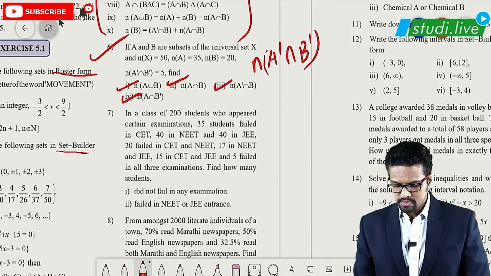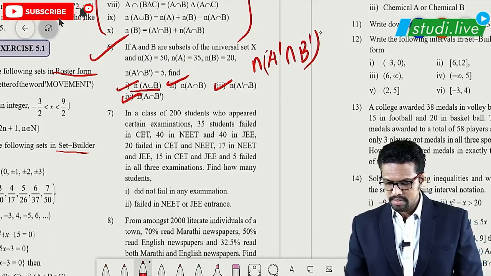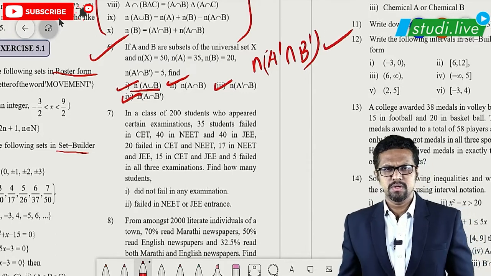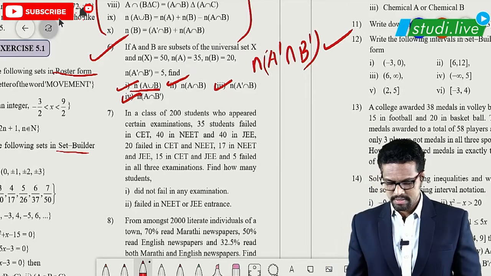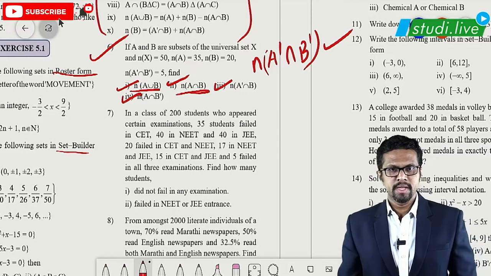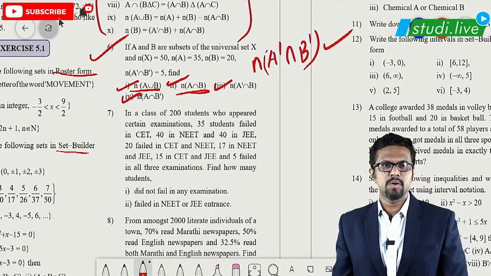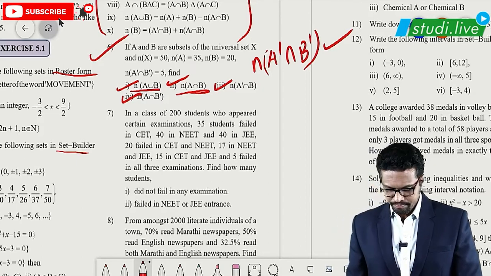First of all, finding A union B: to find it we will require this formula, and then the remaining formulas are straightforward. To find A intersection B, you will use A union B, and A complement intersection B has its own formula. A intersection B complement also has its own formula.